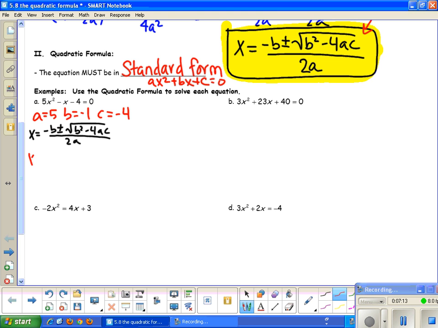So I get x is equal to, my b is -1, so I have -(-1), plus or minus the square root of (-1) squared minus 4 times my a, which is 5, times my c, which is -4. And notice I put those all in parentheses. Whenever you plug in numbers, it's a good habit just to put it in parentheses. And then 2 times a, which is 5, in my denominator. So now I want to evaluate this. And usually the way that I evaluate this is I do the radical, what's underneath that, first, and then I'm going to simplify it.